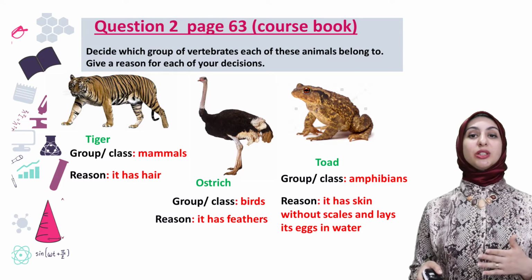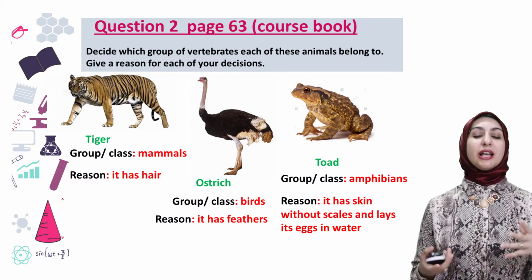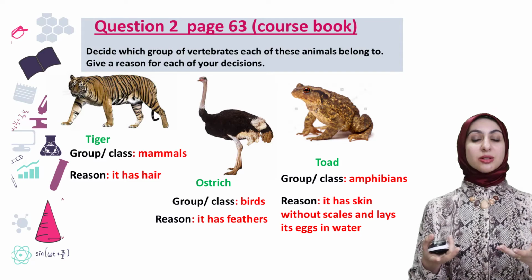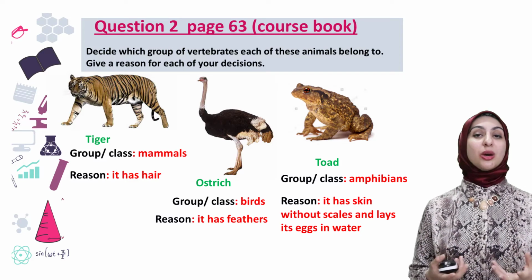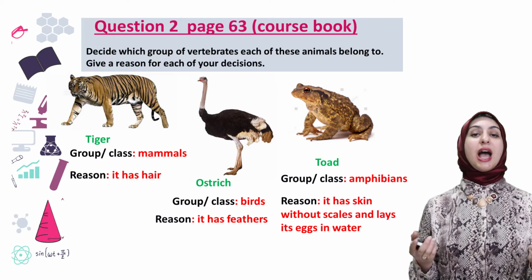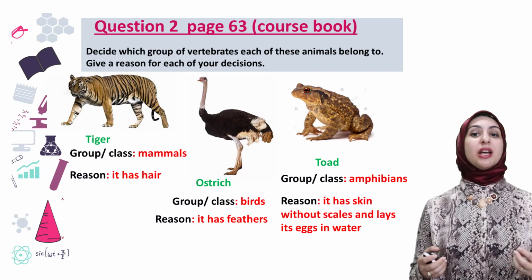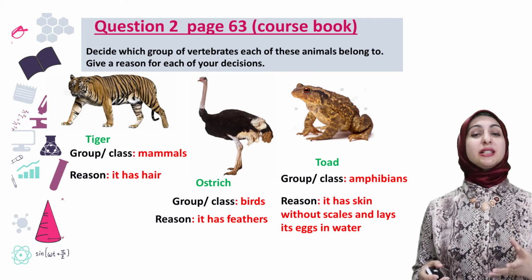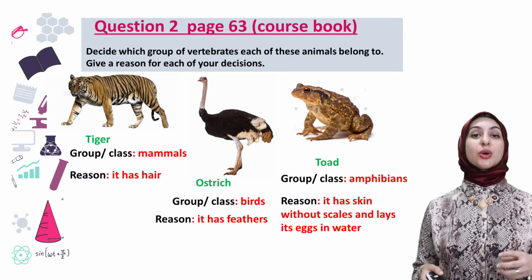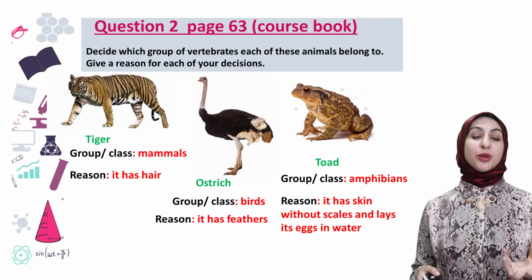The third animal, toad. As you can see here, toad has skin without scales and it has a moist skin. It lays its eggs in the water, so it is classified as an amphibian.